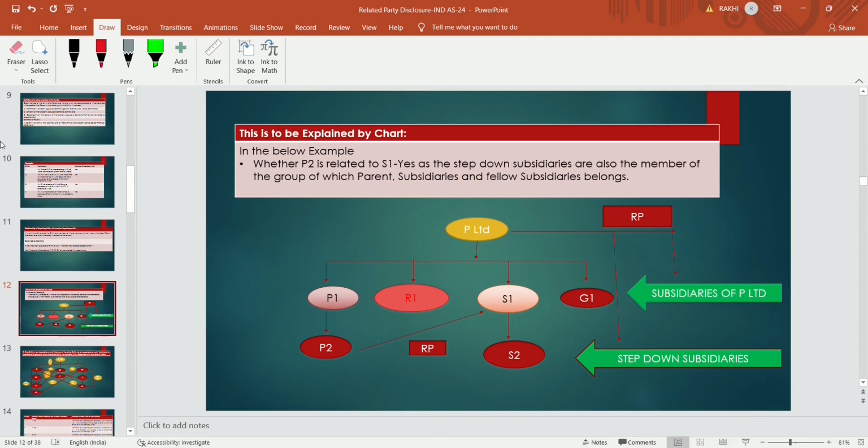S1, because P Limited and P1, R1, S1, G1 are in the same group, and subsidiaries include fellow subsidiaries. So yes, as the step down subsidiaries are also the member of the group of which the parent, subsidiary and fellow subsidiaries belong. So these are fellow subsidiaries and the reporting entity is the S1 Limited. So they are related parties because they include subsidiaries, parent, and the subsidiaries and the fellow subsidiaries. So they are the related party. P1, R1, S1 and G1 are also related party of P Limited because they are in the same group.